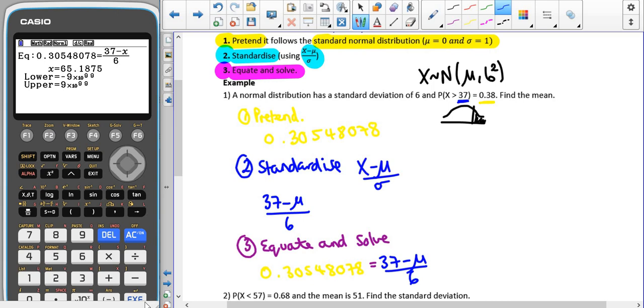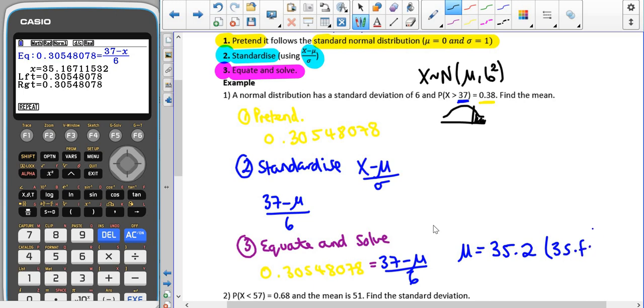Just double check that you've typed everything in correctly. Remember that you have to click xe twice for this function to work, and that gives us a mean of 35.2 to 3 significant figures, and that's it. So let's try again.